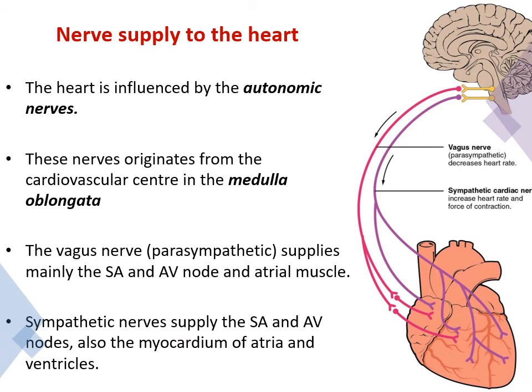Next we'll see the nerve supply to the heart. The heart is supplied by the autonomic nerves, and these nerves originate from the cardiovascular center in the medulla oblongata. The nervous system will be discussed in detail in later chapters. The vagus nerve, that is the parasympathetic, supplies mainly the SA and AV node and the atrial muscle. The sympathetic nerve supplies the SA and AV node and also the myocardium of the atria and the ventricles.